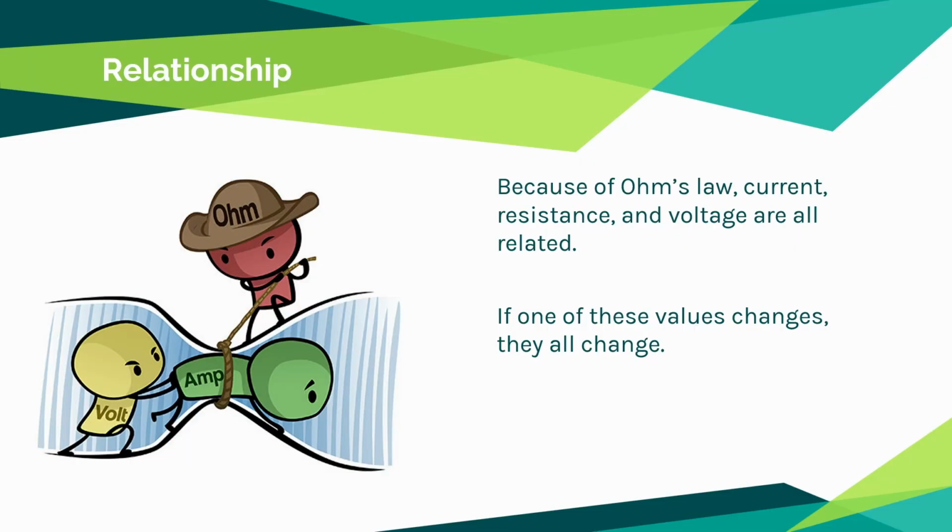Relationship. Because of Ohm's law, voltage, current, and resistance are connected. If one changes, at least one of the others must also change. For example, if voltage is increased and resistance stays the same, then current increases. If resistance increases and voltage stays the same, current decreases.